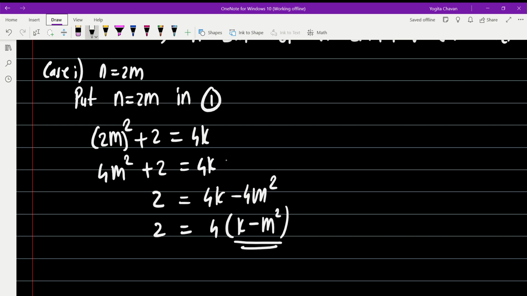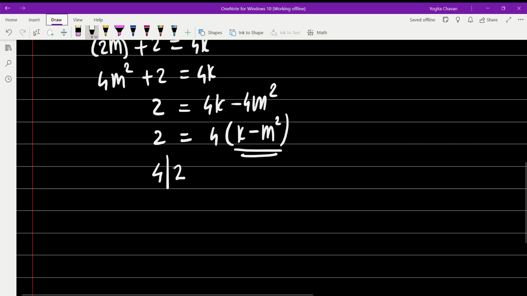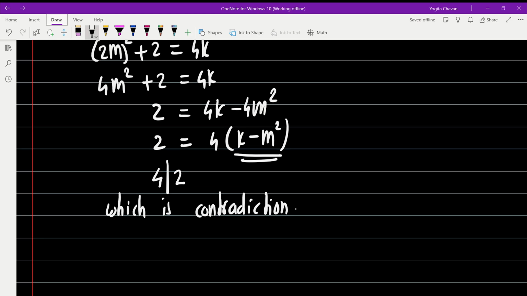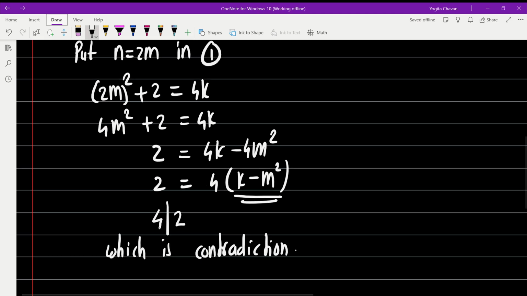So this implies 4 divides 2, which is a contradiction. कि 4 2 को डिवाइड नहीं करता. 2 4 का मल्टीपल नहीं है. 2 is equal to 4 into some integer, ये पॉसिबल ही नहीं है. So 4 divides 2, ये contradiction है. So if n is even, we are getting contradiction.